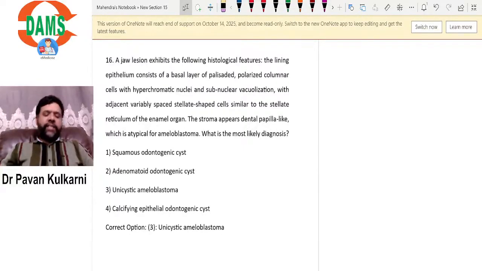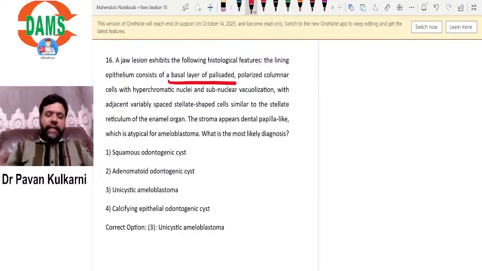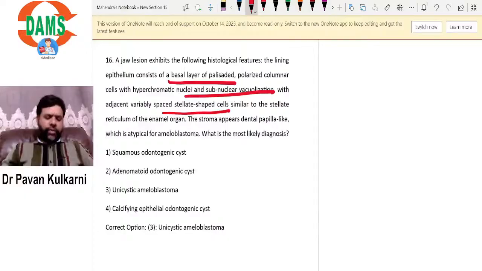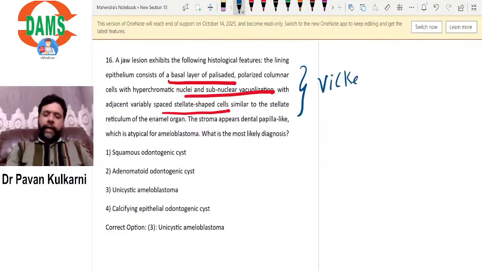A jaw lesion exhibits the following histological features. The epithelial lining consists of a basal layer of palisaded, polarized columnar cells with hyperchromatic nuclei and subnuclear vacuolization, with adjacent variable stellate-shaped cells. The stroma appears dental papilla-like, which is atypical for ameloblastoma. What is the most likely diagnosis? All these features are nothing but Vickers-Gorlin criteria.